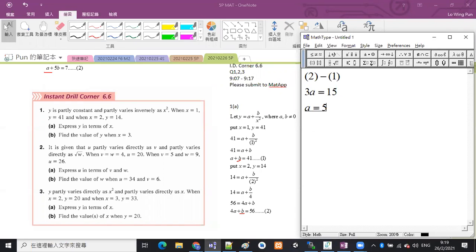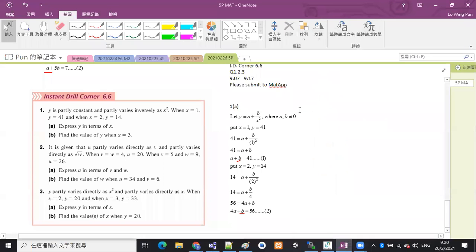So now a is equal to 5. And then we substitute the value of a into equation 1. It's 5 plus b is equal to 41. So b is equal to 36. Finally, we just write down the complete information of the equation. So y equals a, that is 5, plus b, that is 36, over x squared. That is the answer of part A.